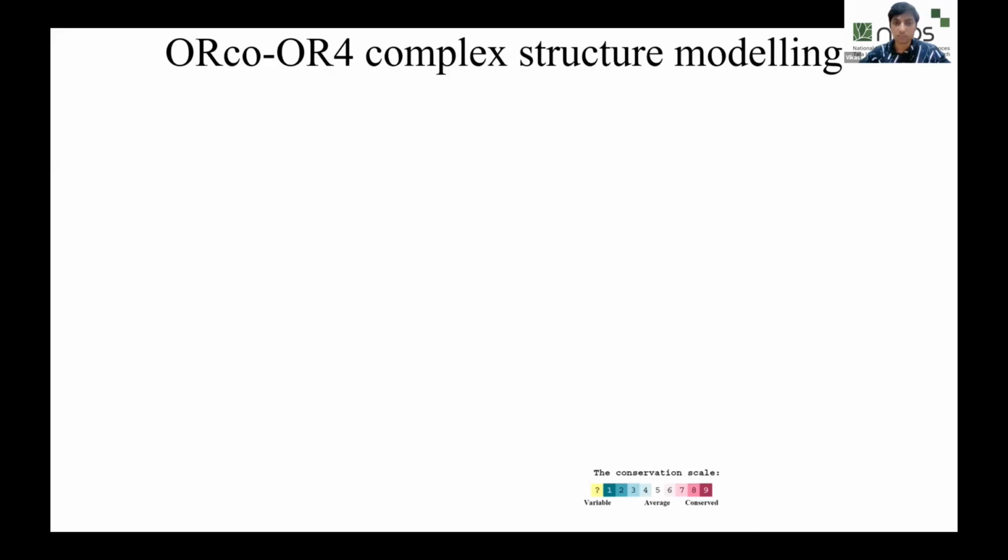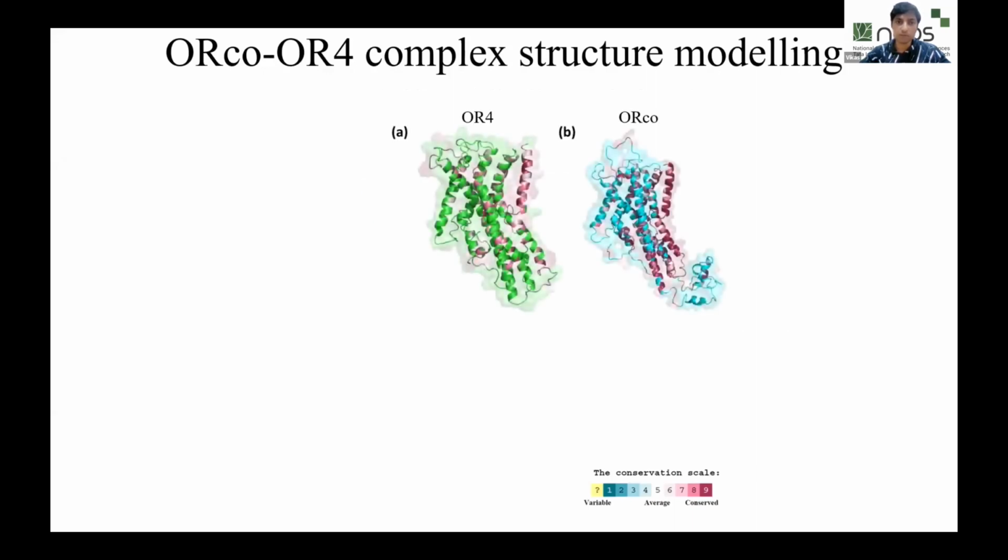Once we have the structure as well as the conservation scores, we can map them to the structure, and we identified that the 7th transmembrane helix of OR4 is relatively more conserved compared to the rest of the structure. And similar was true for the orco, even though the orco is highly conserved across multiple insect orders.